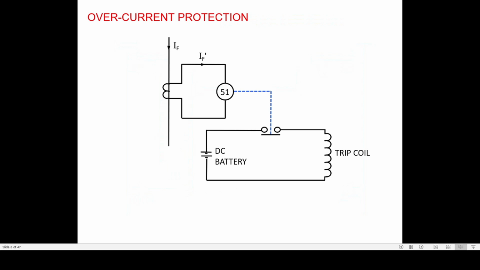Now we will start with the overcurrent protection in the transmission line, and we will discuss it very shortly: what are the limitations of overcurrent protection, and why we move to impedance protection or distance protection systems.